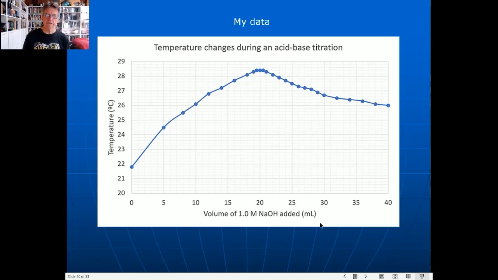Now there's my graph. Now it's pretty much as you'd expect. The temperature rises until the end point at 20 mils of sodium hydroxide, and the temperature levels off. Now I couldn't get anything more accurate than that. I was getting 3 temperatures there which were identical, so it's flat there, so it's not a nice sharp point, but then it goes back down.